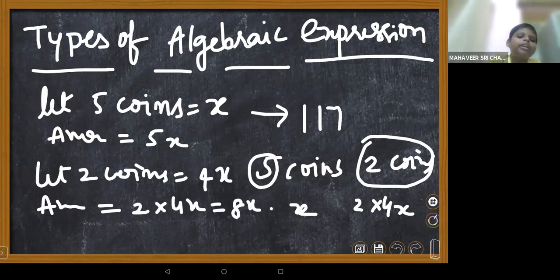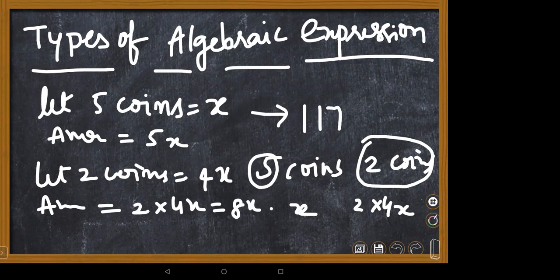Ma'am, I actually did not understand this amount. Now, I just gave 5 coins for you. And 5 coins means how much amount you will get? 5 into 10, right?